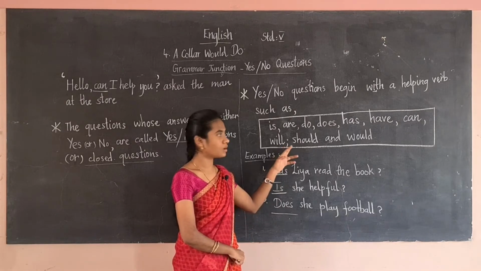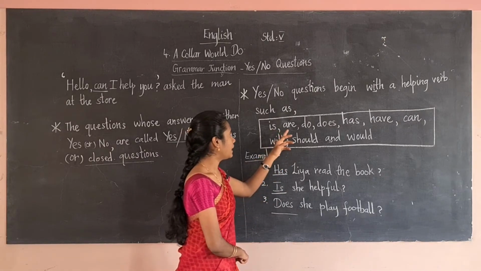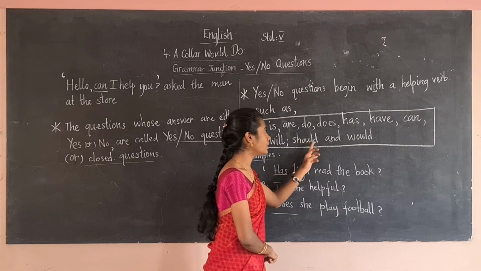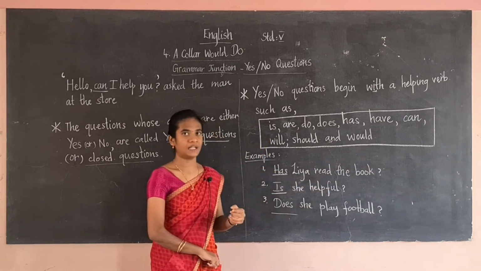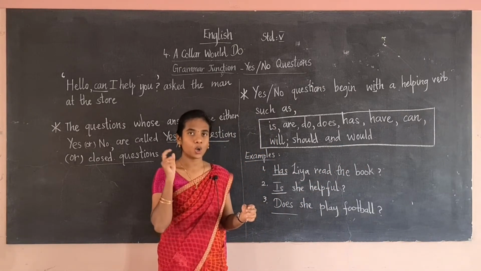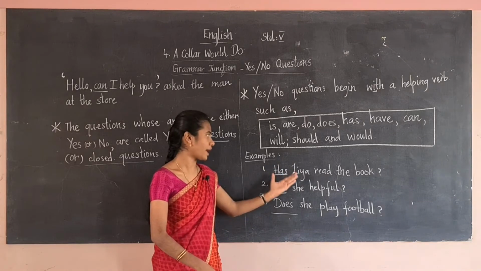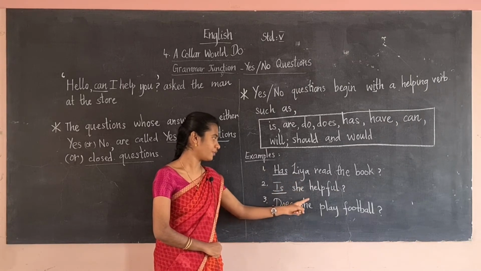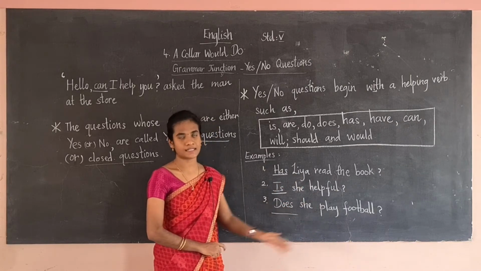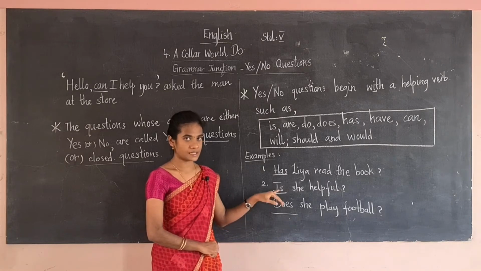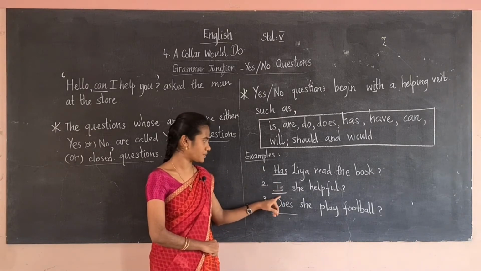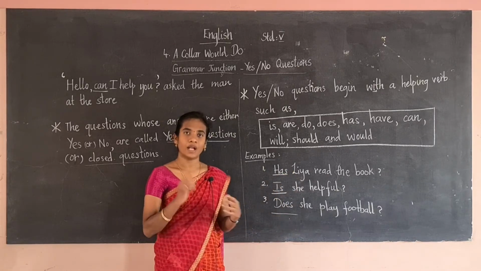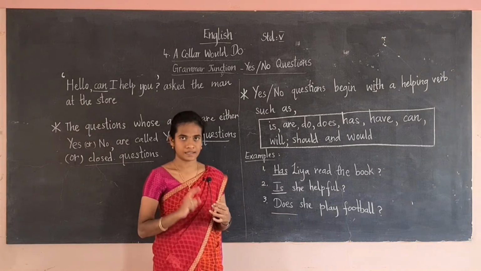Only with the help of helping verbs does a yes or no question begin. What are the helping verbs? The helping verbs are is, are, do, does, has, have, can, will, should, would. So these are all the helping verbs, and a yes or no question always begins with a helping verb. We have seen some examples: "Has Leah read the book?" "Is she helpful?" "Does she play football?" They always begin with helping verbs only. The only possible answer for a yes or no question is either yes or no.